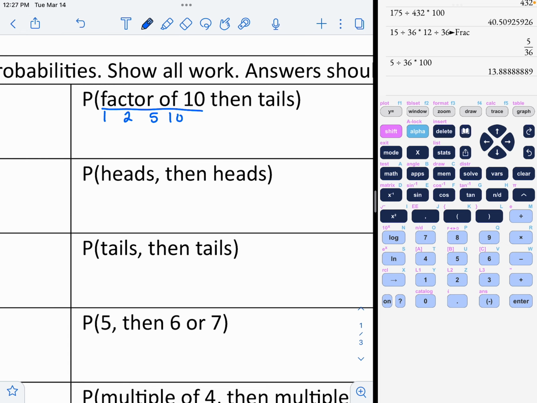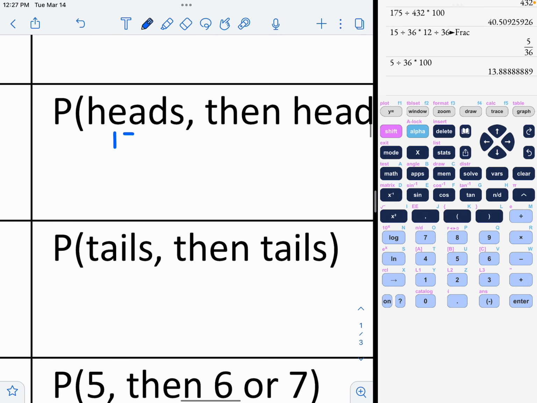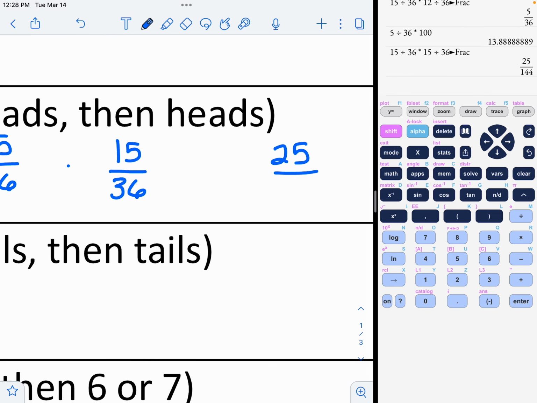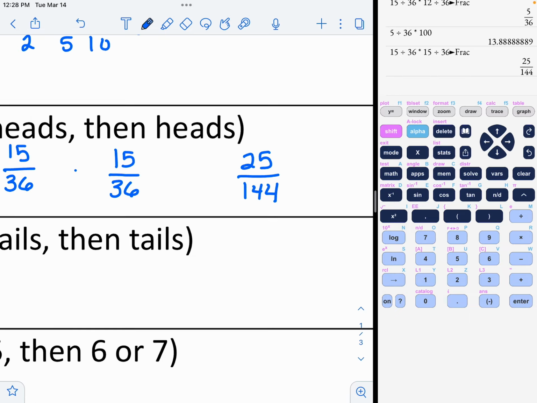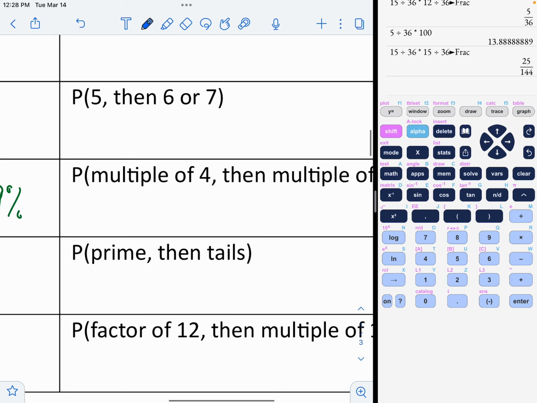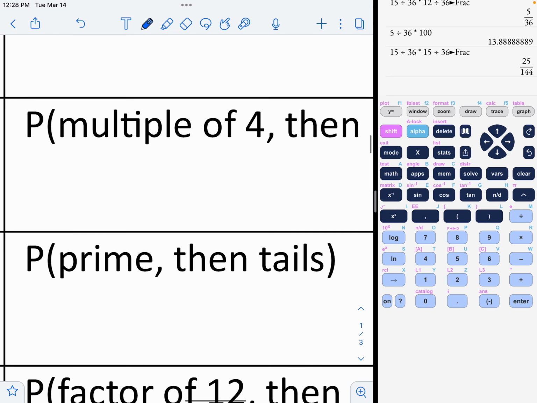It says probability of heads and heads again. So you would take our experimental 15 over 36, and then on this one you would do another 15 over 36, and I can do that just so you see it. That's 25 over 144. You can change that to a percent. I've done that plenty of times. And then a 5 or a 6 or a 7. I think you're okay. Let's talk about this one, the multiple of 4 thing.